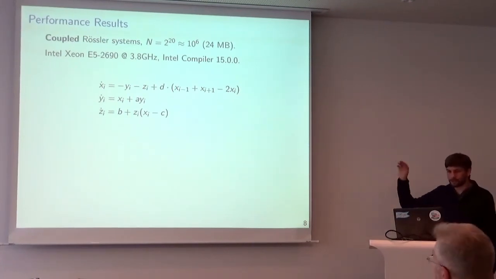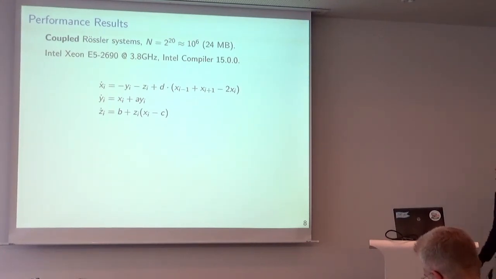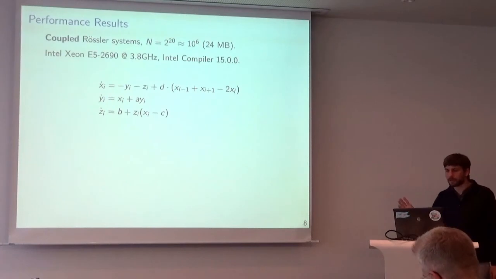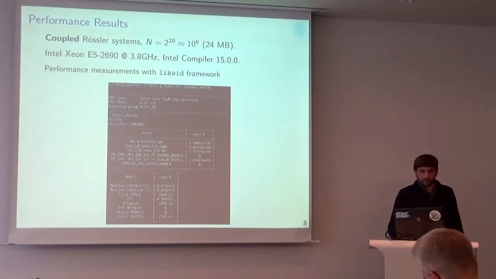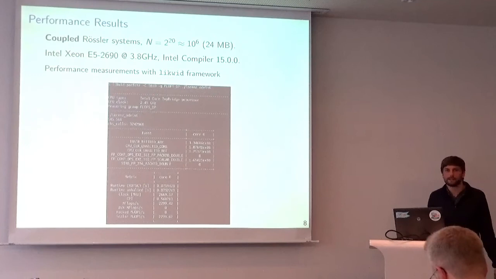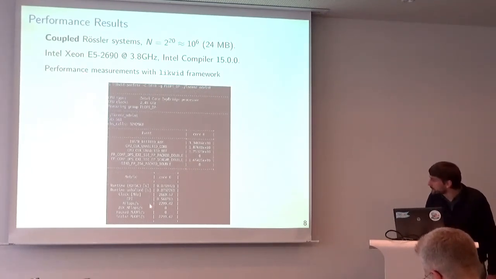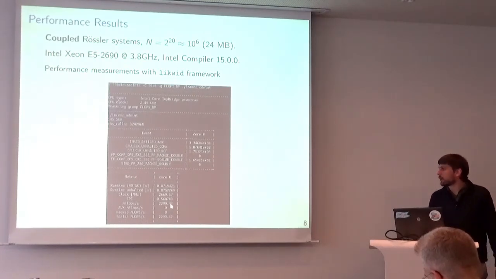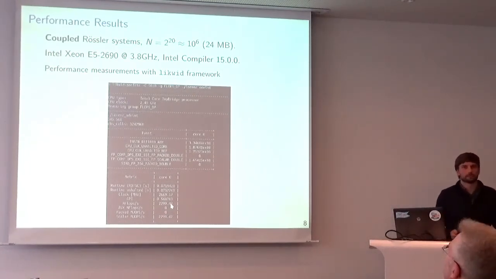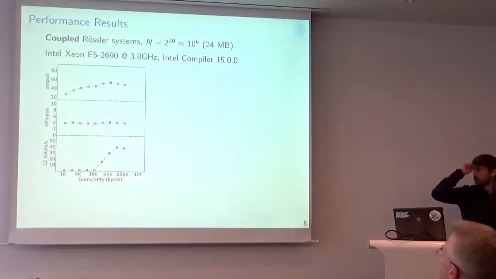I run simulations on a rather new Intel Xeon processor with almost 4 gigahertz. I'm using the Intel compiler. And I measure performance with this really cool so-called LIKWID framework, which gives you nice and rather easy access to the CPU's performance counters. Here you can check, for example, how many megaflops per second your program was achieving. Okay, so this is my setup, and here are the results.